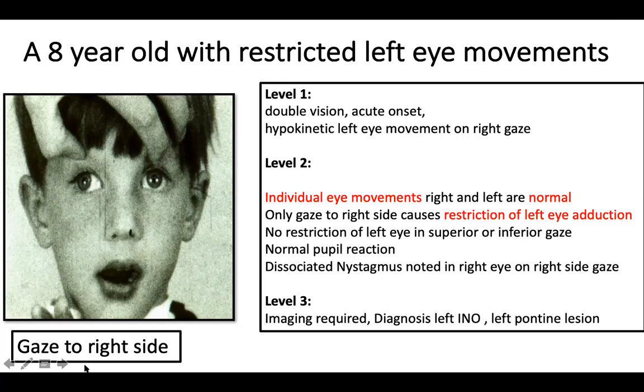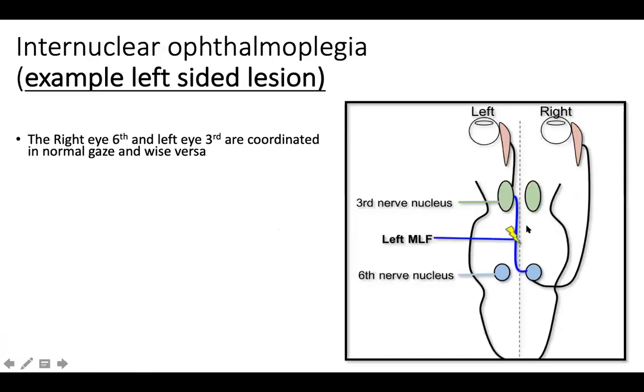So how can we explain this? Some degree of knowing the anatomy is required. Your sixth nerve and the third nerve nuclei are interconnected on the opposite side by a fasciculus which runs right from your hypothalamus and down, known as your medial longitudinal fasciculus. As you can see in this diagram, the left-sided sixth nerve is connected to the right-sided third nerve nuclei by means of a fasciculus called the medial longitudinal fasciculus.